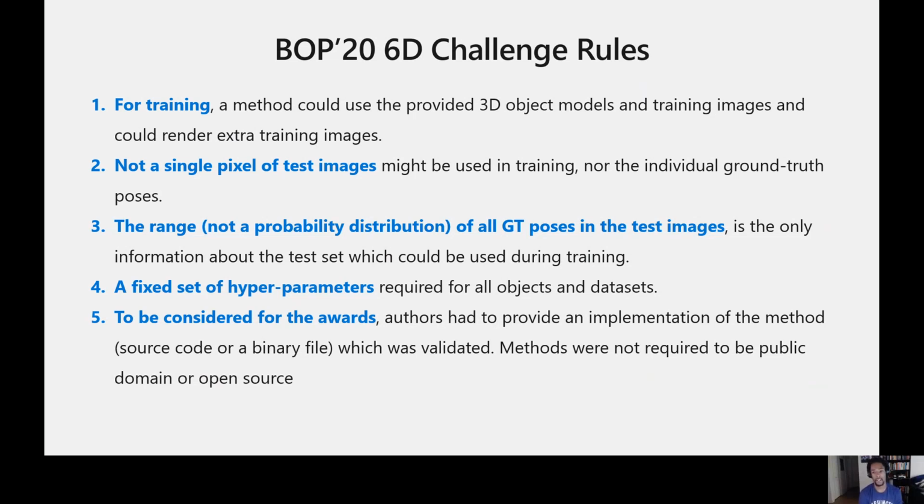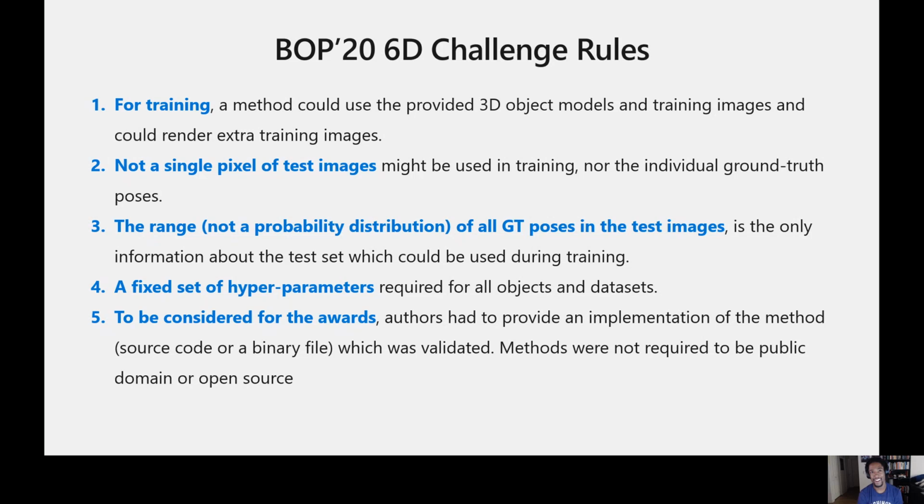The second one is that you can't use, and this should be obvious, but just to reiterate, you can't use test images, not a single pixel during training, not even the ground truth. So don't do that. That's cheating. And the third one is that all of the ground truth poses, especially for the test images, are all estimations. So when looking at that score, it's more of a range and not a probability distribution.